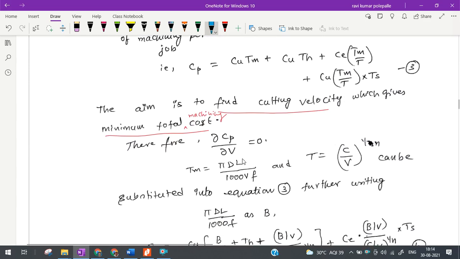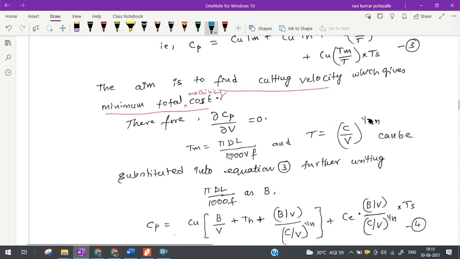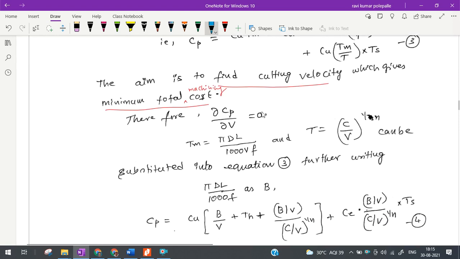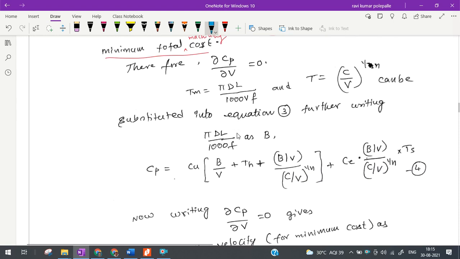Now the aim is to find the cutting velocity which gives me the minimum total machining cost. So I differentiate this total cost CP with respect to V, and the differentiation is partial differentiation, and equate it to 0. So making a substitution of all these terms, Tm is equal to pi dl by 1000 Vf, as well as V T power n is equal to constant. That means this is coming from Taylor's tool life equation.